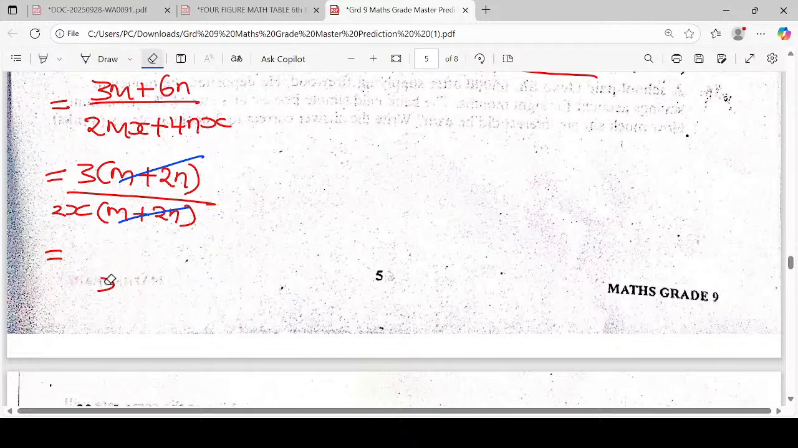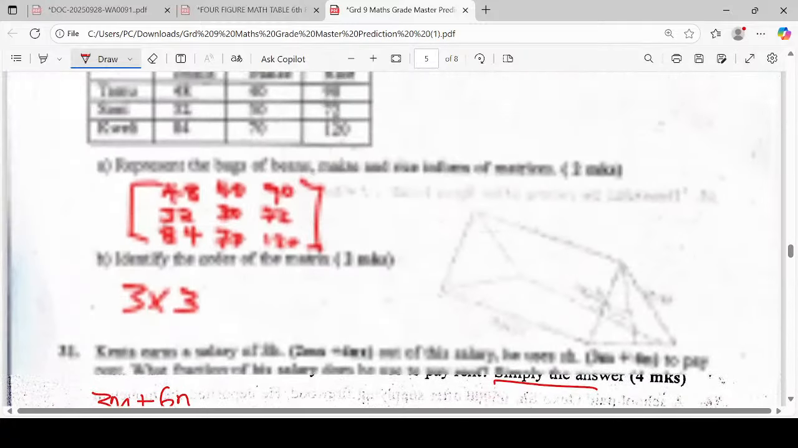3 over 2x will be a simplified answer. Sorry, my pen is misbehaving. We have this as 3 over 2x. 3 over 2x. That is the fraction. Allow me to look at the next question.